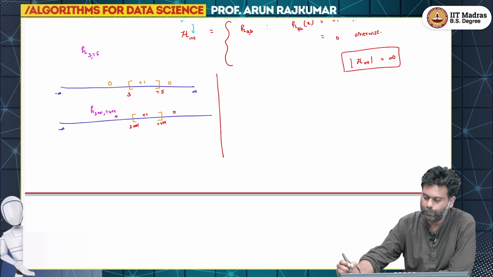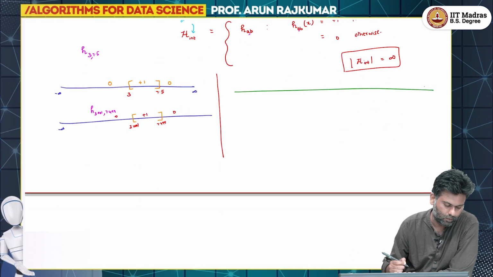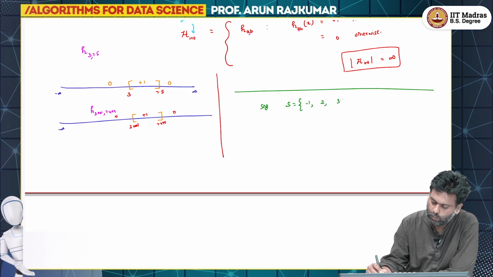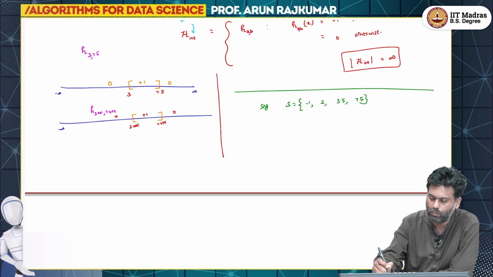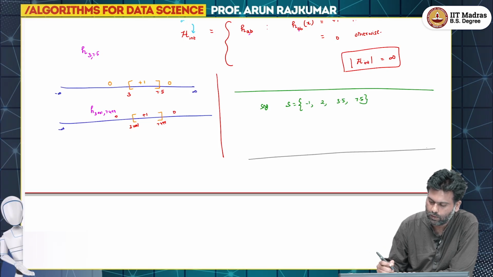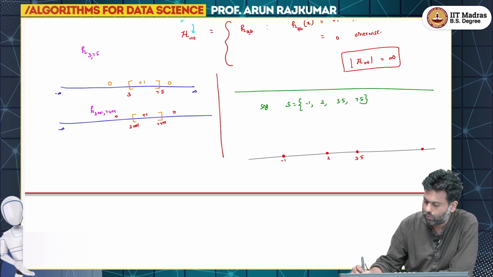So, let's take an example. Say my data set S was just a bunch of 4 points, let us say -1, 2, 3.5, 7.5. I am just cooking up these numbers. So let us say these are the 4 numbers, which means that my data set looks like the following. This is the real line. Think of this as the training set, for instance. So, I have -1, I have 2, I have 3.5, and I have 7.5.